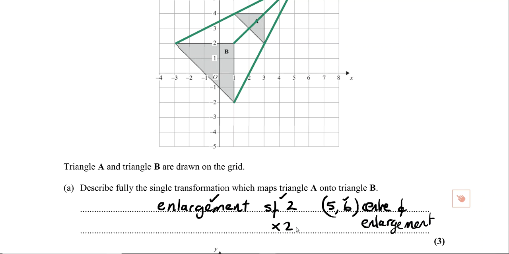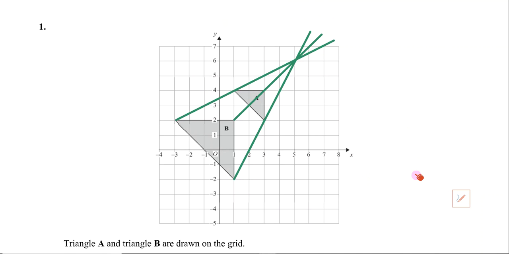What would happen if my scale factor was a negative number? What would happen if my scale factor was a fraction? It gets smaller. So if I times by a half, so if I was going the other way from B to A, the scale factor would be a half, 0.5.